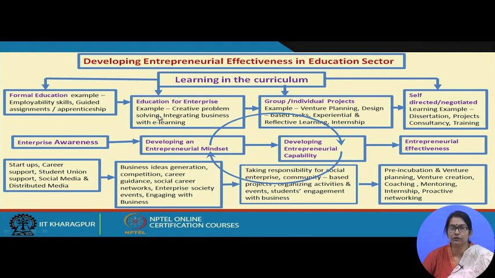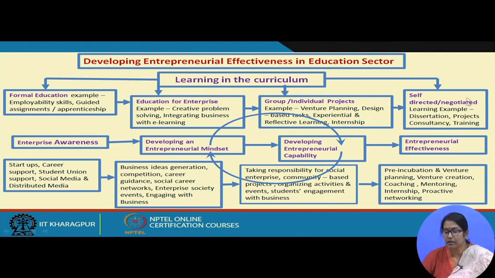So, how formal education can also promote educational enterprise through creative problem solving, and how to integrate business with e-learning patterns. Then within the curriculum framework, we can also have group and individual projects assigned to individual learners and students, for example, venture planning to design a new startup business, design-based tasks, and experiential and reflective learning, internship programs. So, any kinds of experience projects and learning projects can be assigned to the students for developing educational enterprise.